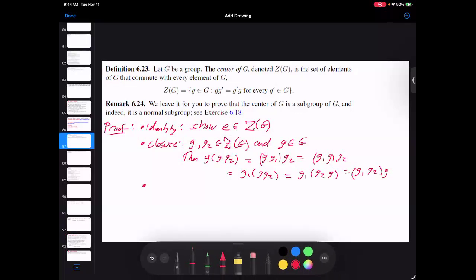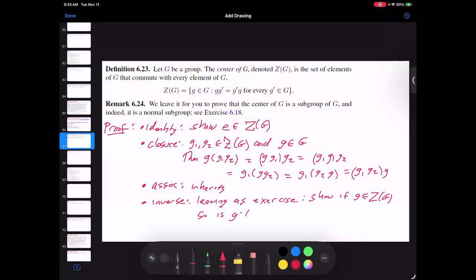We have two more properties. We did identity, we did closure. What else do we got? Associativity, and it inherits that. And what's the last one? Inverses. So I'll leave that for you. You have to show that if g is in the center, so is g inverse. Okay.